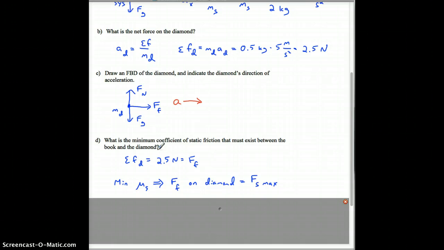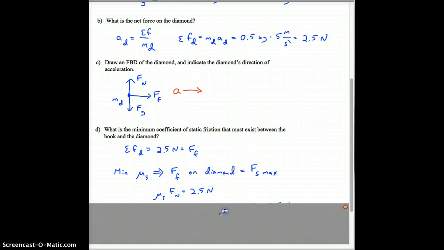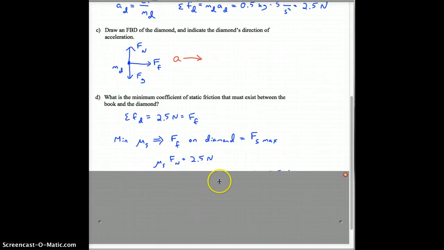If we have the minimum possible coefficient of static friction, that's like saying this 2.5 newtons of friction on the diamond is the maximum amount of friction that the book can provide. So it's like saying that the force of friction on the diamond is the maximum static friction force. The maximum static friction force is the coefficient of friction times the amount of normal force, and that's equal, in this case, to 2.5 newtons.